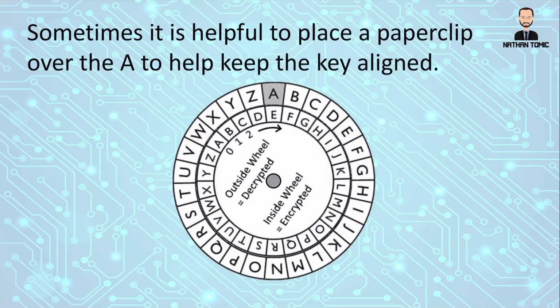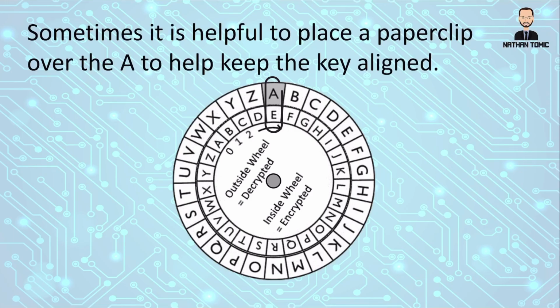Now, another good idea is it's often helpful to put a paperclip over the A just to help keep the key aligned. This helps to stop you from accidentally turning it while you're using the cipher wheel, and it also just makes it very clear that you've lined those up properly. Again, it's not required, but it does help just keep things a little bit more steady.